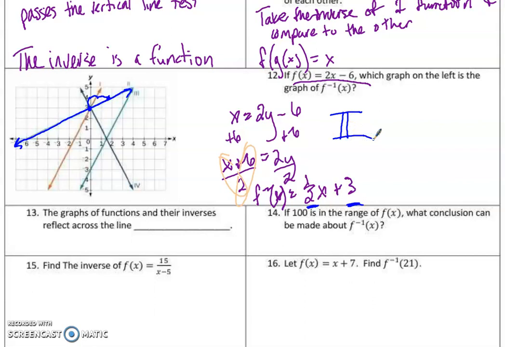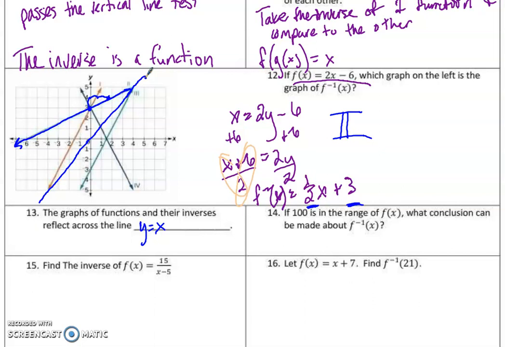Now, if you did have your calculator, you could graph this. You could graph your original function, and you could see which one of these is reflected over the line y equals x. Because, as I see here in this next question, it says the graphs of functions and their inverses reflect across the line y equals x. Remember, that's that parent linear function that just goes through the origin, has a slope of 1, so it's up 1 over 1. So it would be reflected across that line.